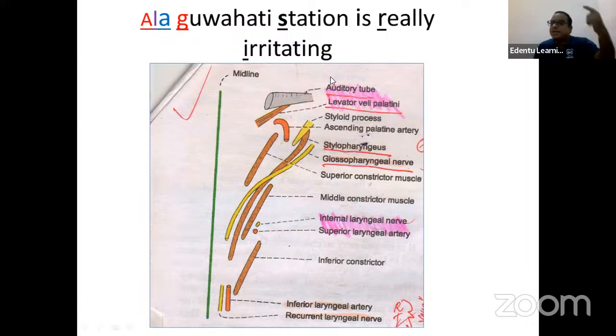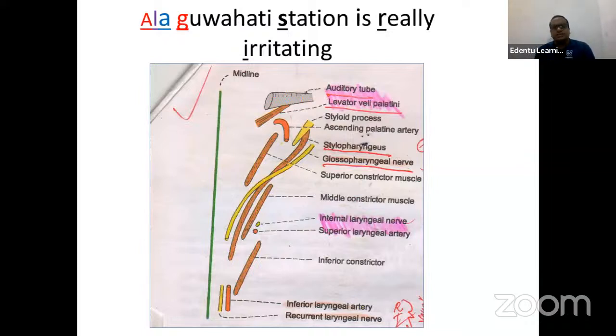Now, what are the structures above the superior constrictor muscle? The first three letters, ALA. This diagram is there, you can tell it now. A, auditory tube. L, levator veli palatini. A, ascending pharyngeal artery. So these are the three structures. ALA are the structures above the superior constrictor muscle and below the skull, and that area is called the sinus of Morgagni. That is a very important 2-mark or 3-mark short answer, whichever marks you are. I hope you understood this.